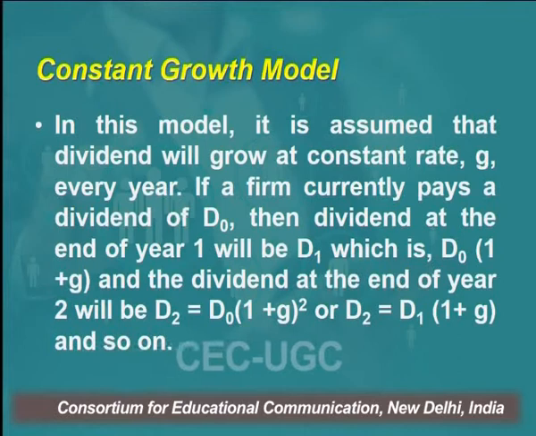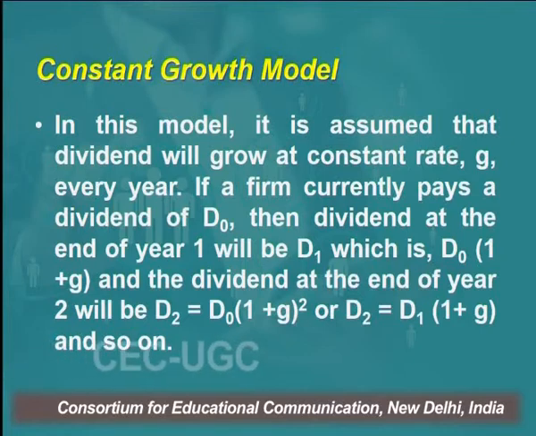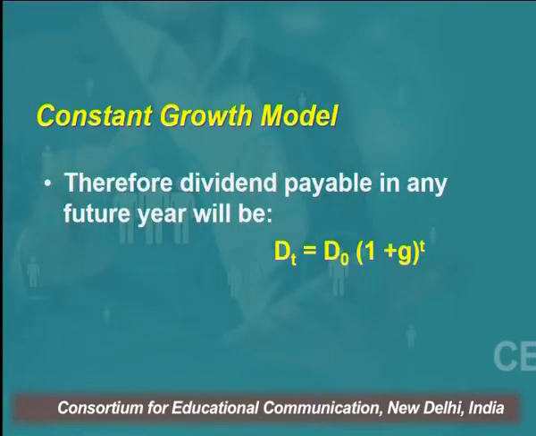And the dividend at the end of the second year will be D2, which is equal to D0 times 1 plus g raised to the power 2. Or D2 is equal to D1 multiplied by 1 plus g, and so on. What will be the dividend at the end of the third year? That is D2 times 1 plus g, that is D3. So this is called the constant growth model. Therefore, dividend payable in any future year will be Dt equal to D0 multiplied by 1 plus g raised to the power t, where t is the time period.